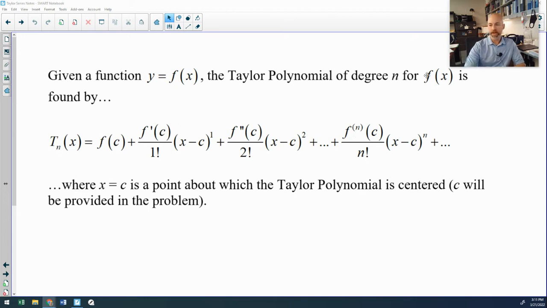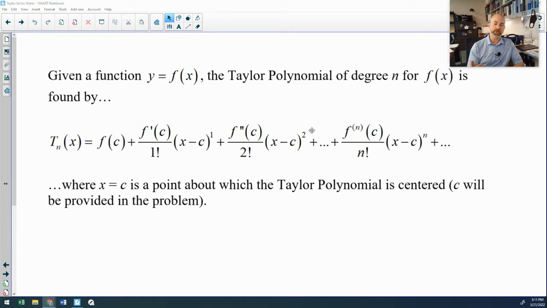You're going to have some center. So we'll say find the Taylor polynomial centered at, say, x equals 1, and that would be c. So you find f of 1, and then f prime of 1 over 1 factorial times x minus 1 to the first power. And then you can go on with the second derivative, the third derivative, the fourth derivative, and the fifth derivative.